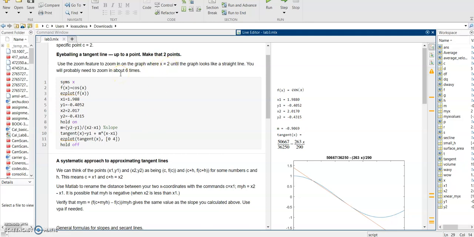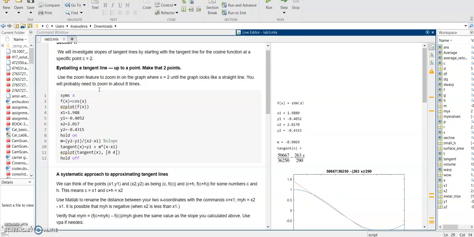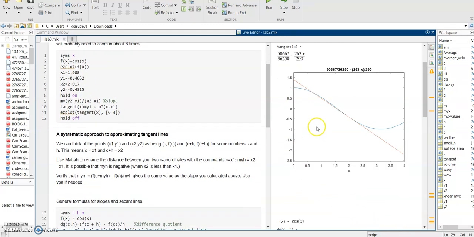The first subsection of section 1 is eyeballing a tangent line, which is very easy and can be done on a piece of paper as well. The function is cosine of x. As usual, define a variable, then the function, then plot the function. As soon as you plot it, you see this blue line. That blue line is your cosine curve.